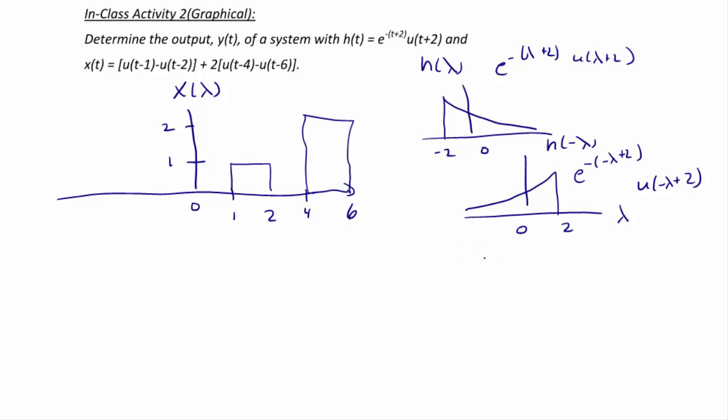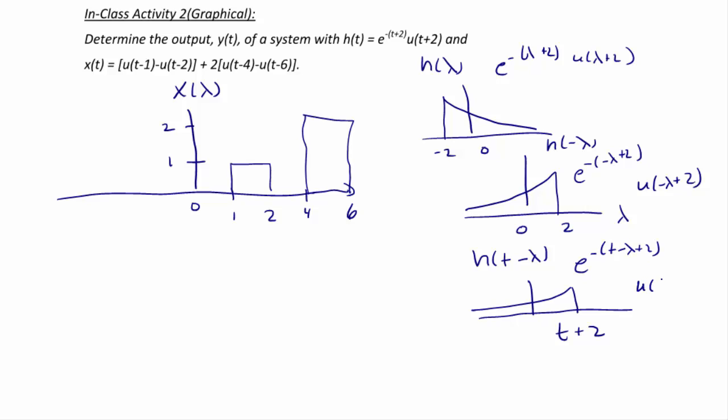And remember, the t is what causes the sliding. So then we would have h of t minus lambda. So now the leading edge is going to be t plus 2. And the equation would be e to the negative t minus lambda plus 2, u of t minus lambda plus 2.